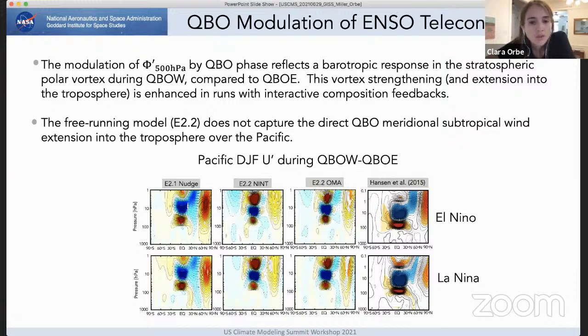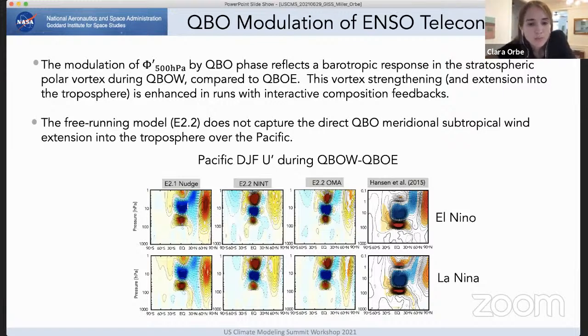And so basically, these height anomalies in the troposphere are connected to an overall strengthening of the polar vortex during QBO West relative to QBO East. We can see that feature is captured in the high top version of the model shown in the middle panels. We can also see that the strength of that vortex is increased when we have ozone feedbacks. And even for the case of La Nina, you can see that the descent down into the troposphere is enhanced.